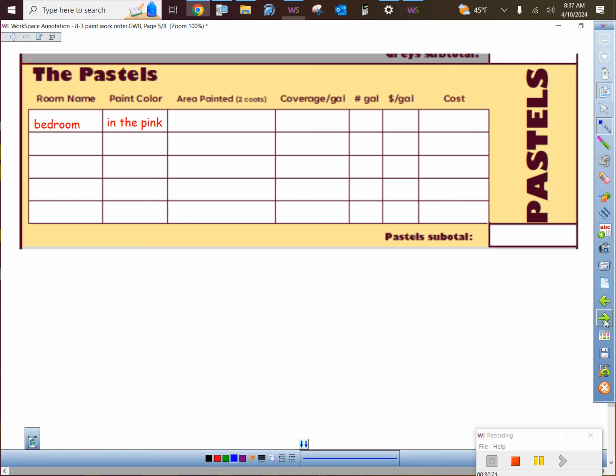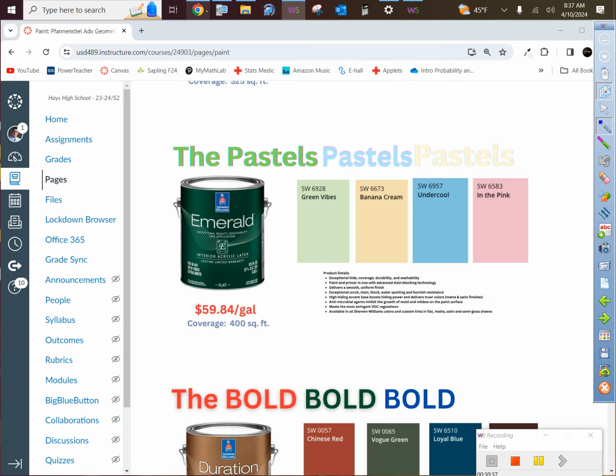You got to do it in the pastels category, right? Because we've chosen it from the pastels. It was not in the grays. So you're in the second line, the pastels. And the name of it, you'll literally write it, was the pink. If you see that here, that is the name of that color. Other choices in that category are Undercool, Banana Cream, and Green Vibes, right? Are you cool with the name of it?